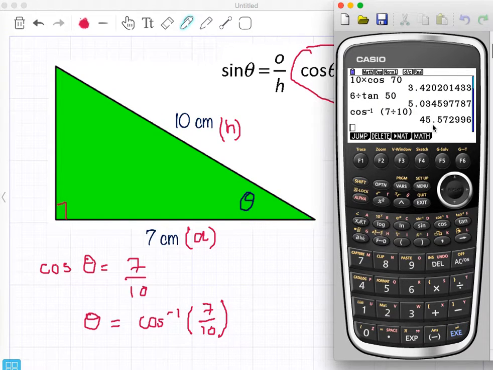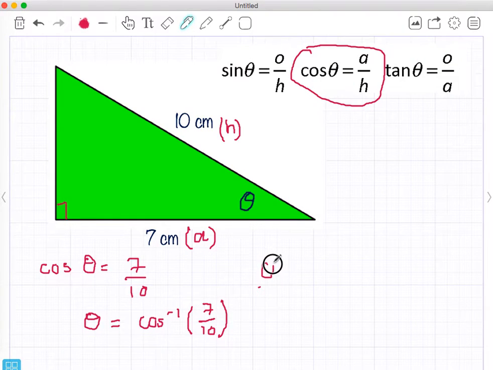and it brings me up the value 45.6. So theta is 45.6. So just a quick recap. First of all, we chose the rule that we're going to use, plugged in our values, and then we use the inverse to find the missing angle. So we've got two more.